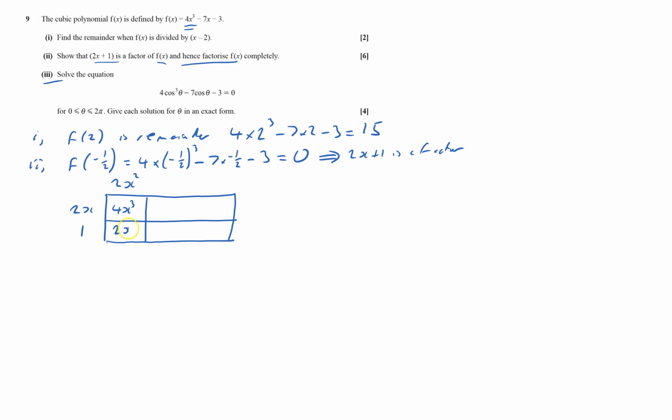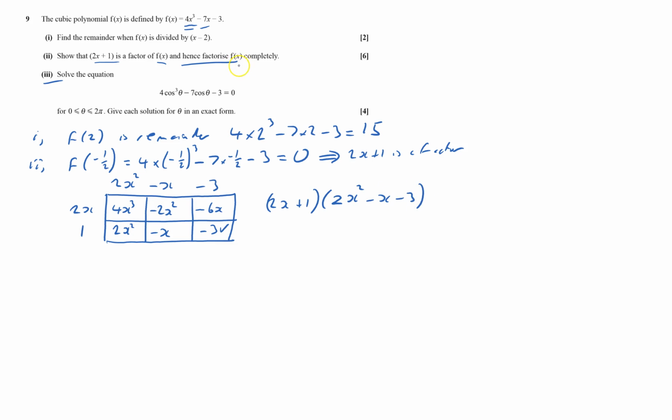2x squared times 1 is 2x squared, and how many x squareds? I don't want any x squareds, so I need to get minus 2x squared here. To get minus 2x squared, it's obviously going to have to be minus x, because 2x times minus x gives me minus 2x squared, and that will also give me minus x. I don't want minus x, I want minus 7x, so I need another 6 more minus x's here, and 2 times minus 3 gives me minus 6x. That's good, and then minus 3 times minus 1 gives me minus 3, which is what I wanted it to be. So now I know the factors are 2x plus 1 and 2x squared minus x minus 3.